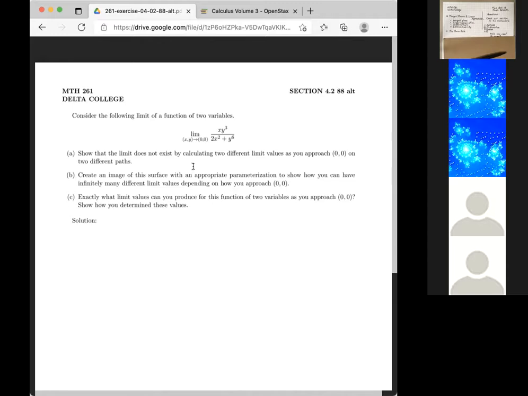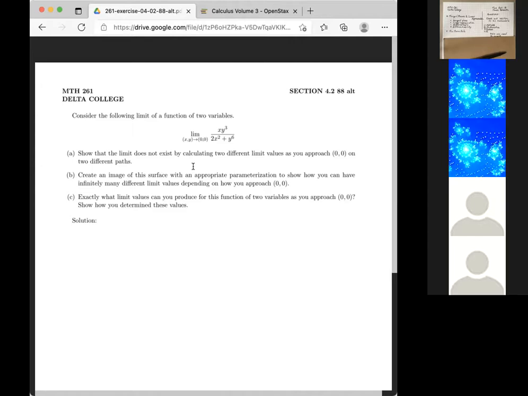So if you make a wise choice about the curve that you approach the origin on, for that function, you will not have a hard time producing two different limit values. We demonstrated that on a similar problem based on squares in the lecture last time. So here, how do we create an image of this surface with an appropriate parameterization to show that you can have infinitely many different limit values? And then a side question, this is a calculational question. Is it okay to ask how many limit values you can have at the origin? Or if not how many, what kinds of limit values, what range could you have?